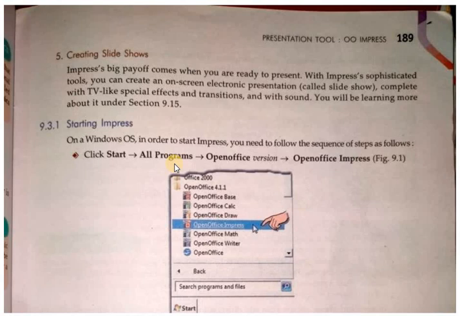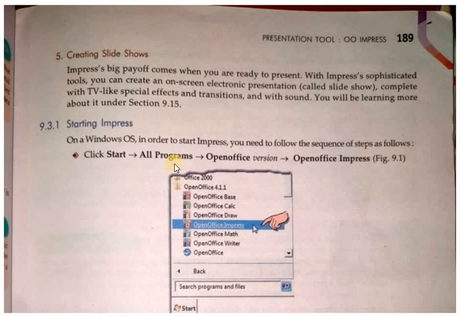Now, starting Impress: how to start this software. There are multiple ways. The first and very simple way, common for each and every software, is to click on the start button, go to all programs and search for the software which you are looking for. So here we are going to open OpenOffice, so we'll be searching for OpenOffice and the version which we have installed, and then here we will be looking for OpenOffice Impress.